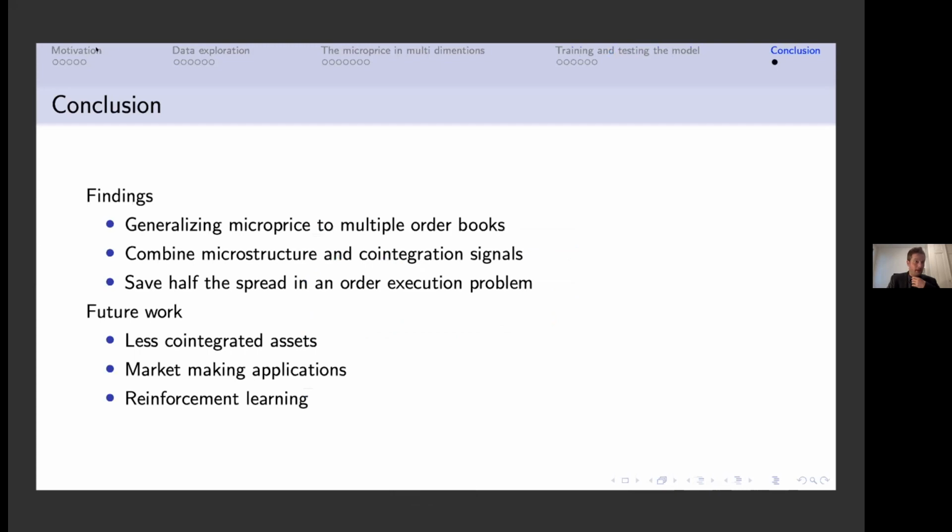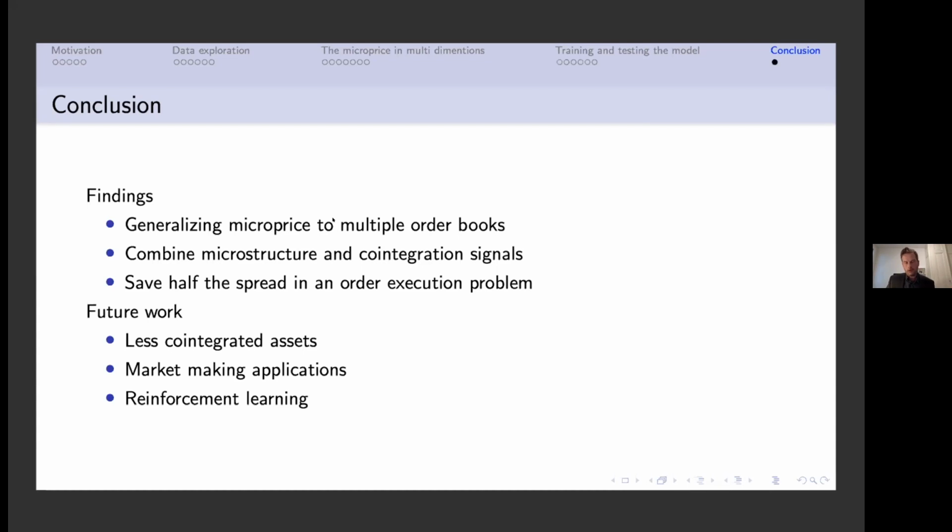All right, so let me conclude. First of all, I've generalized the micro price to multiple order books, and you may want to do this even beyond two dimensions, but it was easy for me to illustrate. This technique computes the fair price for several assets while combining microstructure signals with longer co-integration signals. And the experiment that we ran showed us that we could save about half the spread in an order execution.